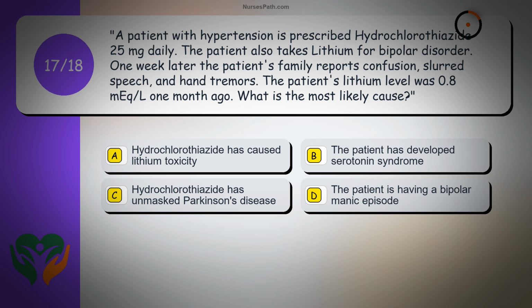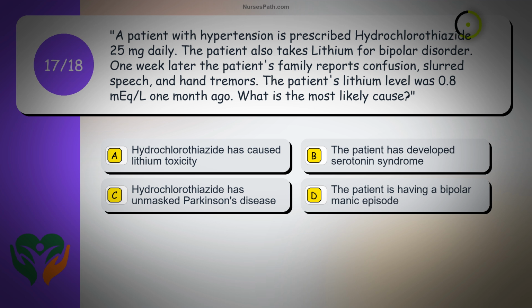The patient also takes lithium for bipolar disorder. 1 week later the patient's family reports confusion, slurred speech, and hand tremors. The patient's lithium level was 0.8 milliequivalent/L 1 month ago. What is the most likely cause?